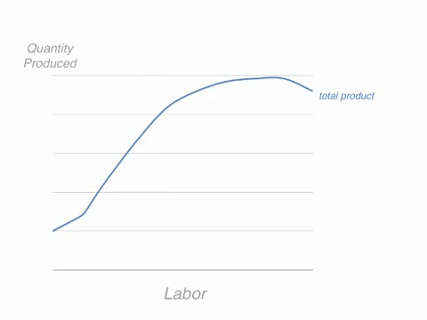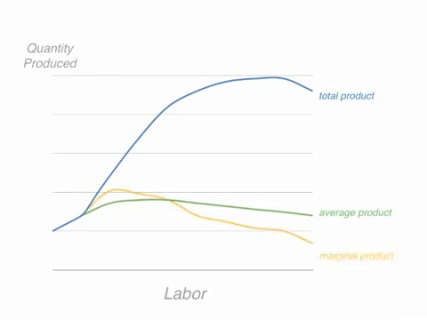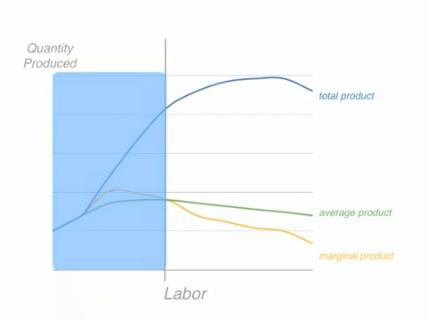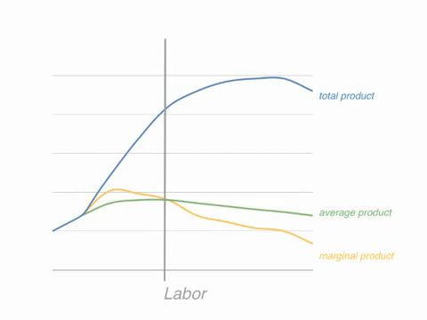So when we plot quantity produced on the y-axis and labor along the x-axis, the total product curve looks something like that, average product like that, and marginal product like that. The area to the left of that line, the blue area, is where each additional worker is adding more than the previous worker. So the slope of that line is the marginal product as well.